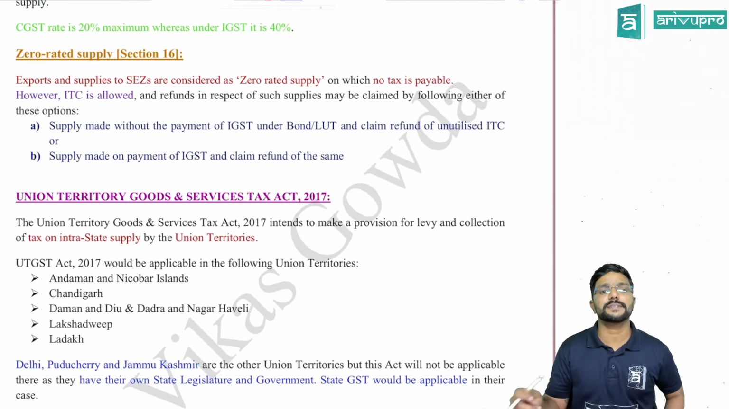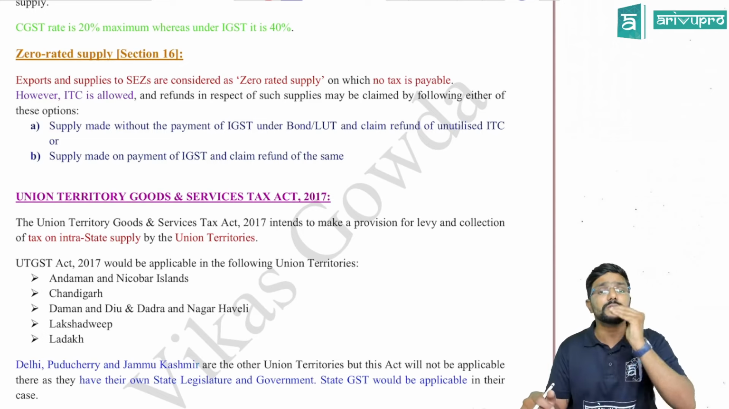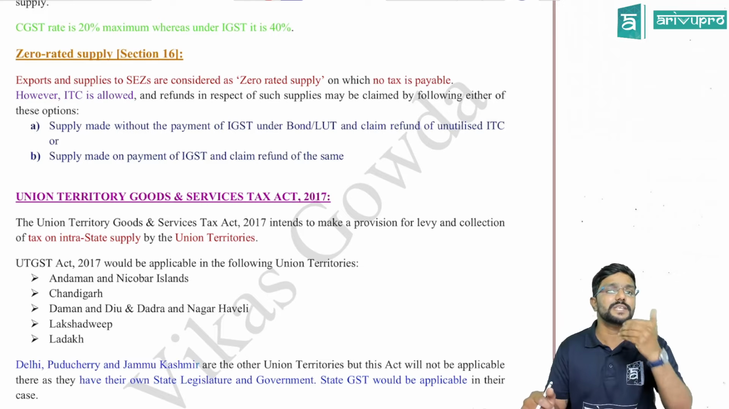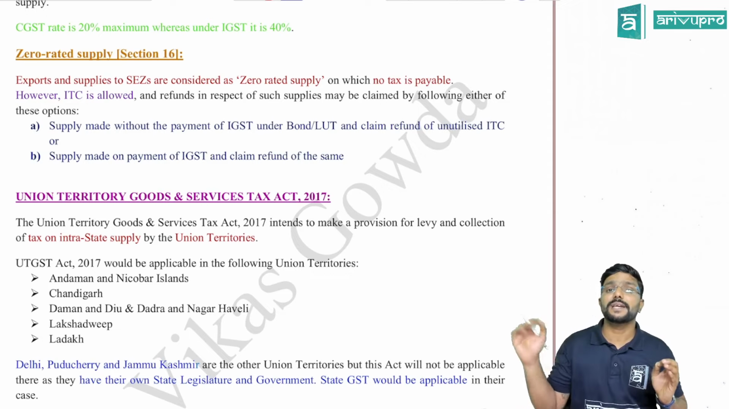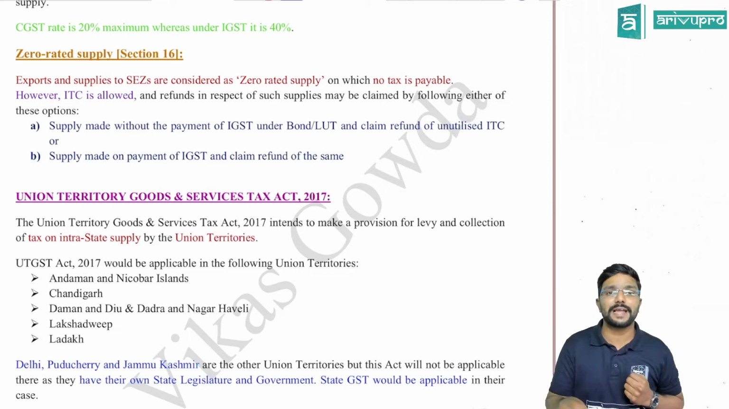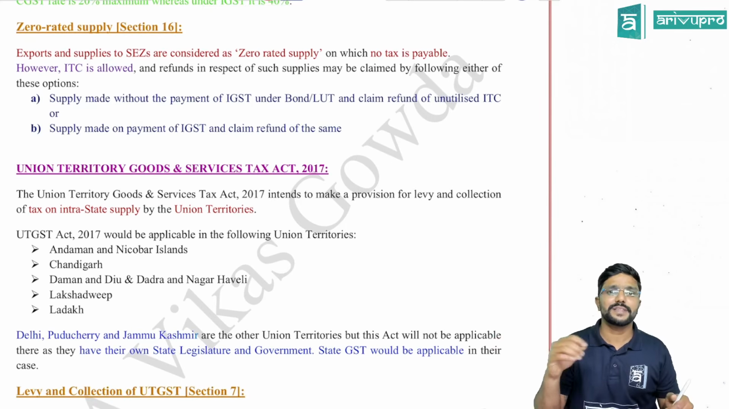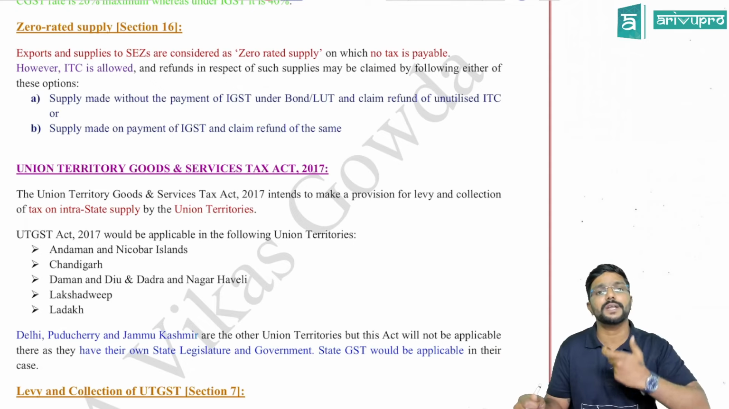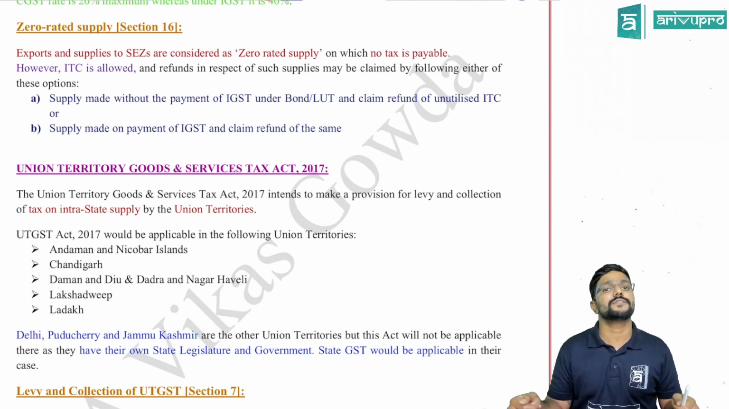Then coming to zero rated supply, which is given in section 16 of the IGST Act. Zero rated supply includes 2 things. Whenever you supply goods or services outside the country, that is export, or whenever the supply is made to an SEZ unit or SEZ developer, it is always zero rated supply. Whosoever's outward supply is zero rated supply has 2 options to pay tax. They can export the goods outside the country without paying any tax, but they have to give some proof in the form of a bond or letter of undertaking. Or else they can pay IGST and then claim the refund of the same.